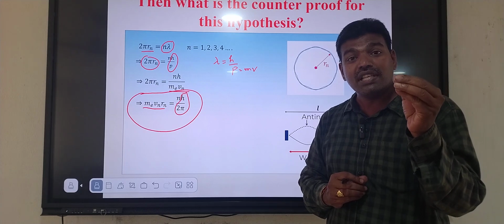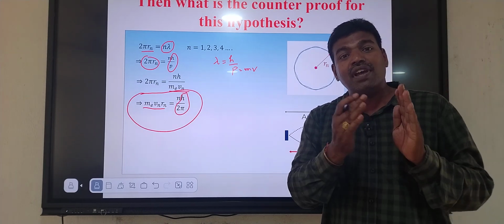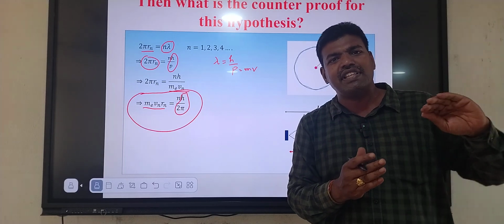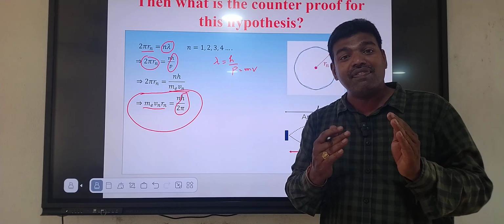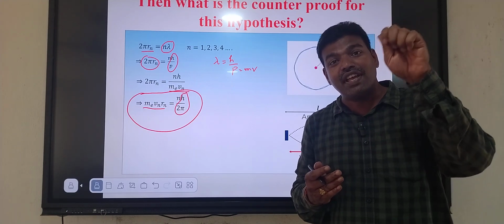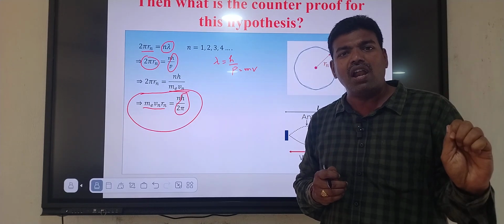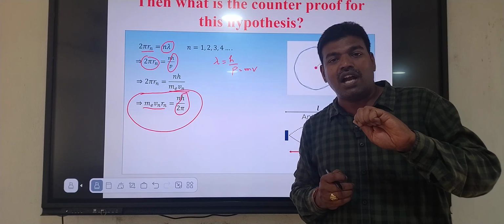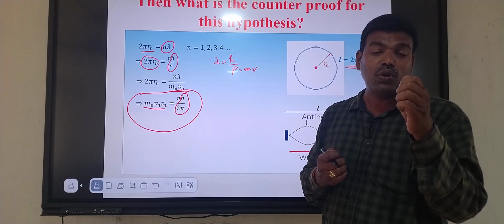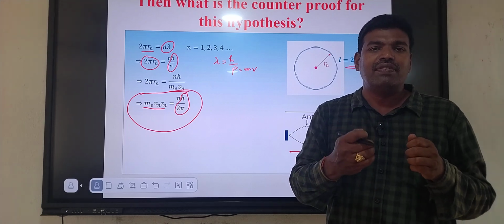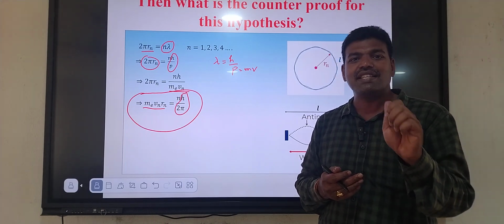De Broglie's hypothesis is applicable to all moving particles, whether they are macro objects or micro particles. But when we calculate the wavelength of macro objects, we get very small wavelengths which are not considerable. But when we find the wavelengths of micro particles, we can get considerable wavelengths. I hope you understand this lecture.